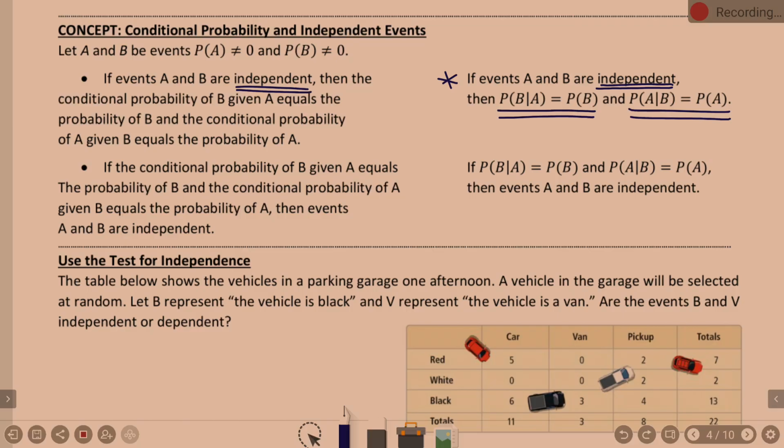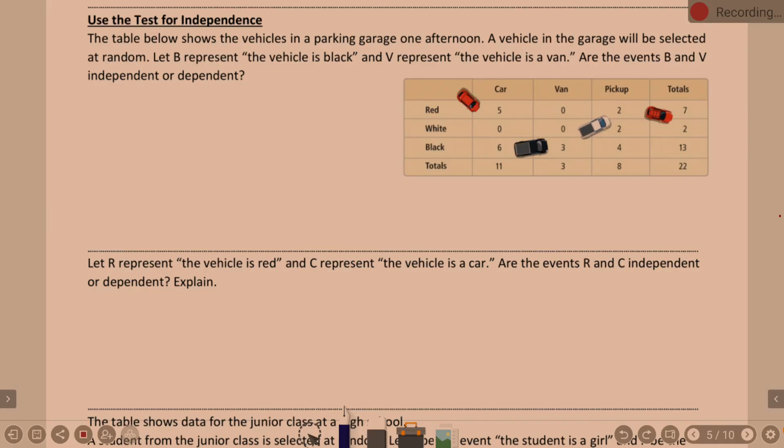Okay? So, let's start with, what do we have, B and V here? Let's start with the probability of B given V. Okay? What's the setup here? Probability of B given V. On top, you're going to do the probability of what?